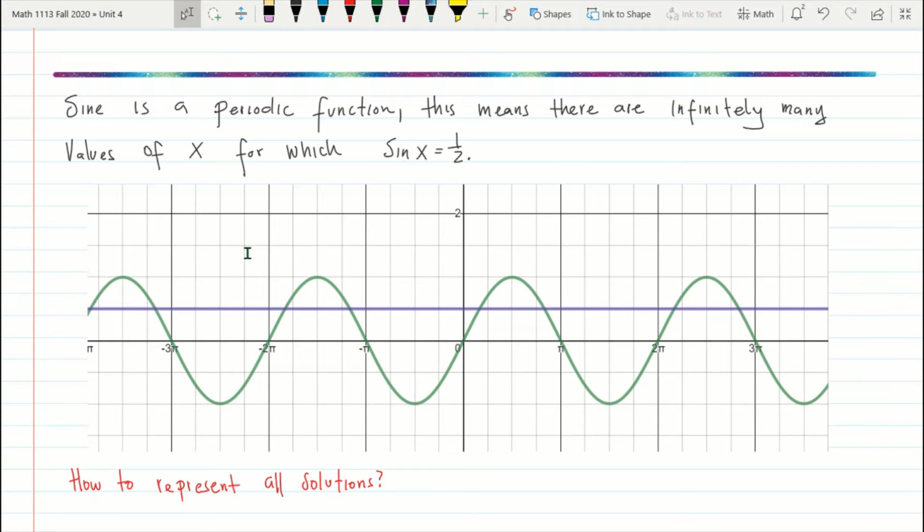So what it means is that there are infinitely many solutions, or many values of x, for which sine of x is equal to 1/2. Okay, so here in the graph, I have the function y equals sine of x, right? So that's the graph of sine. And here in the purple, I have the value y equals 1/2. So every time they intersect, like right here, right there, that is a solution to our equation.